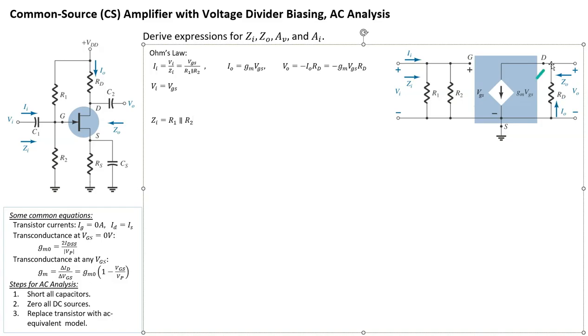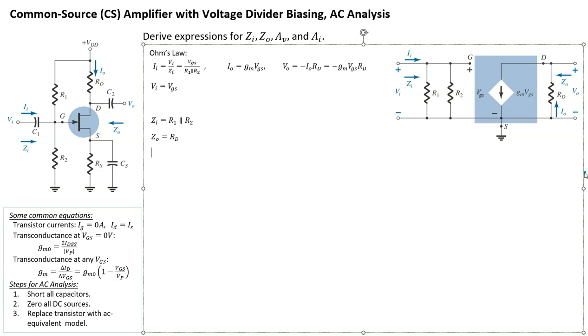Let me repeat that. Whenever we're doing an output impedance, we zero the input signal. As a result, VI becomes 0, then VGS becomes 0, so gm VGS becomes 0. That means this is now 0 amps, an open circuit. Then the only thing that ZO will see is just RD. Again, ZO is very simple, it's simply equal to RD.